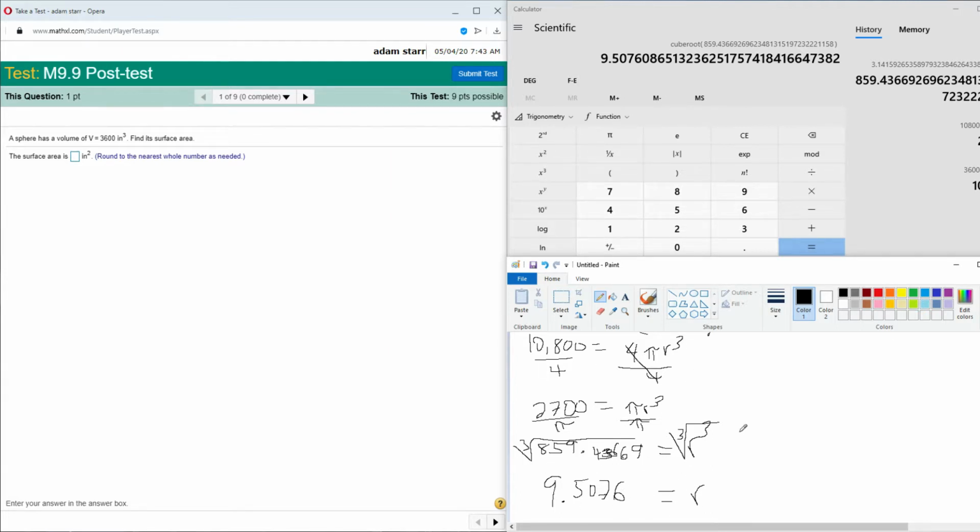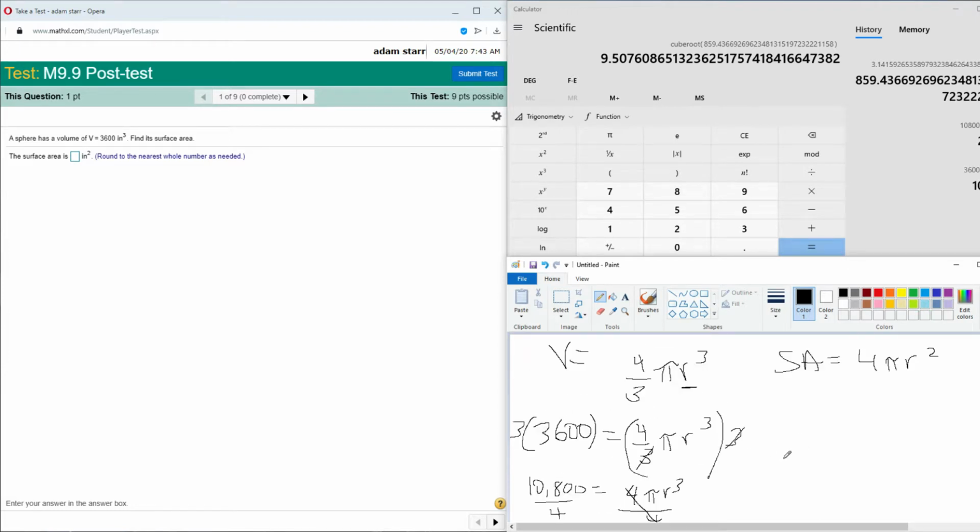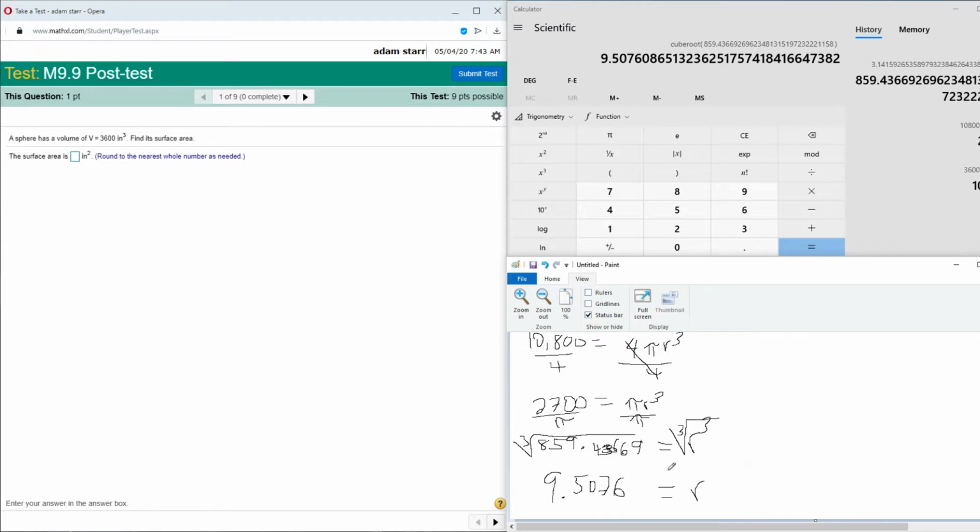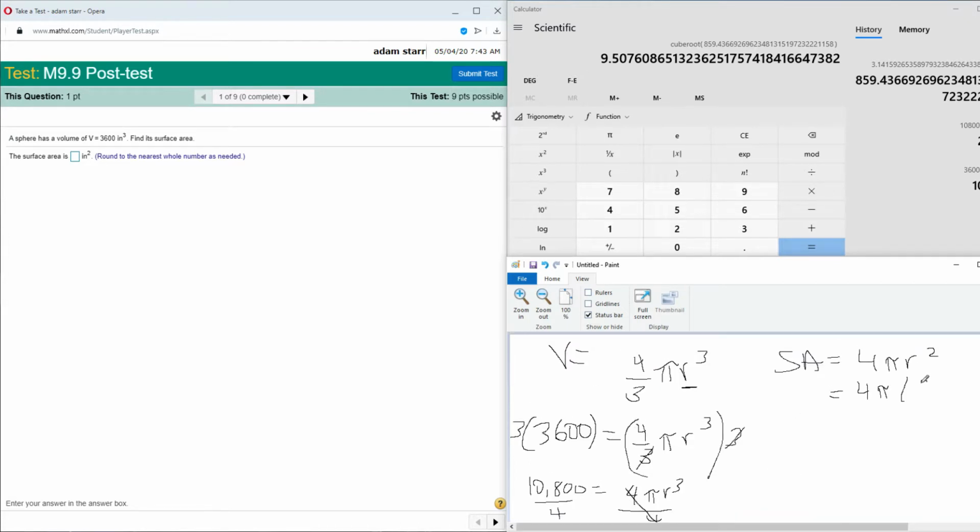Now I know what my radius is, so I can use the surface area formula, which is what it's asking for. So now my surface area is going to be 4 times pi times my radius, which is here, squared. So that's 9.5076 squared.